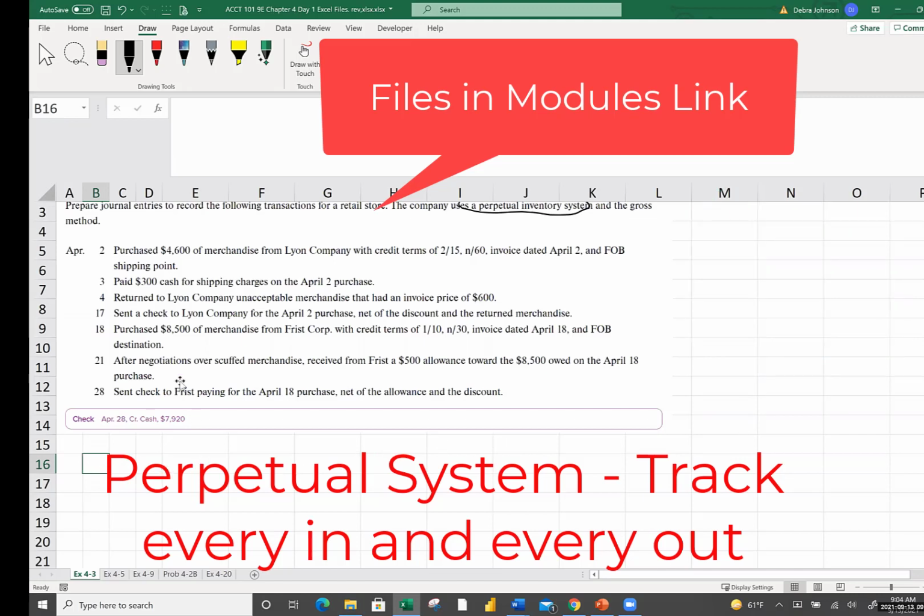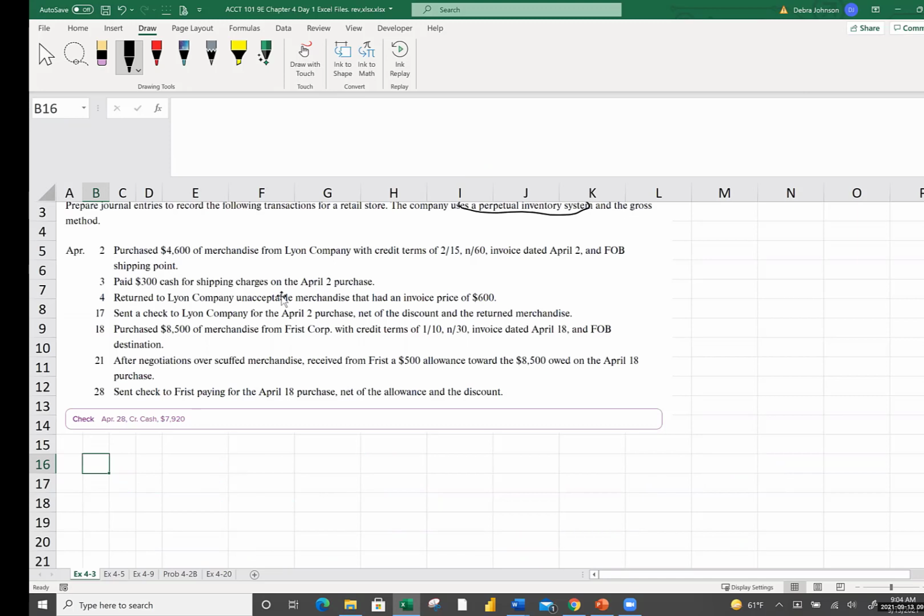It says we bought $4,600 of merchandise from Lion Company with terms of 2/15, net 60. Okay, again, to refresh your memory, that means that we can take a 2% discount if we pay it within 15 days. Otherwise, the whole thing's due in 60. And the terms are the typical terms, FOB shipping. That means the buyer's going to pay the freight.